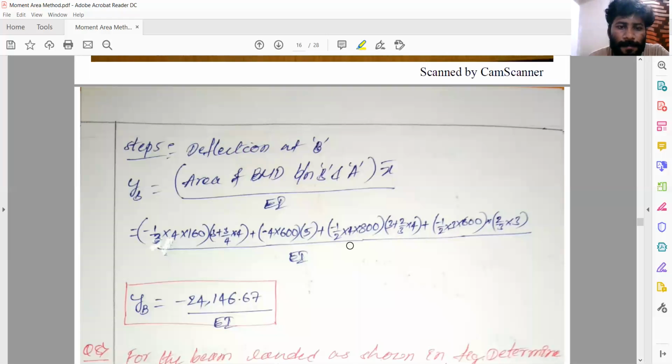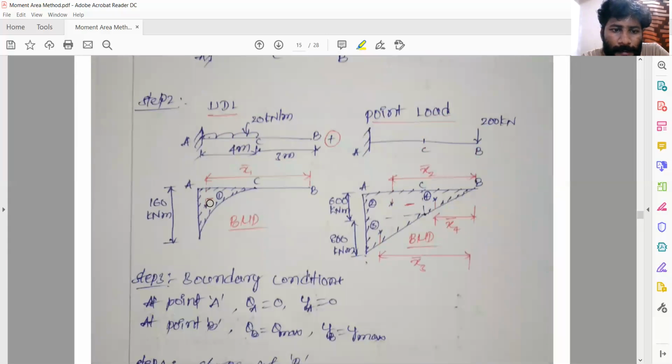So the corresponding vertical displacement at B, YB, is equal to the area of the BMD between B and A into X bar divided by EI. Same: individual areas from here to here, with X bar as the distance. The moment of this BMD about B is X1 bar. The moment of this area about B is X2 bar. This is X4 bar, X3 bar.